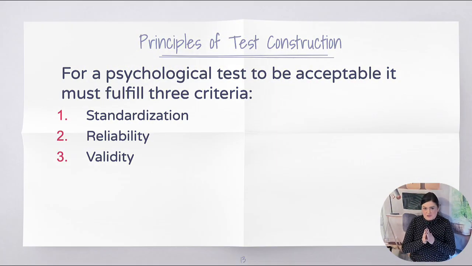let's get back to the principles of a test for a psychological test to be acceptable, meaning an intelligence test must fulfill 3 categories. First, standardization. Second, reliability. And third, validity. We're going to talk about each one of these separately.